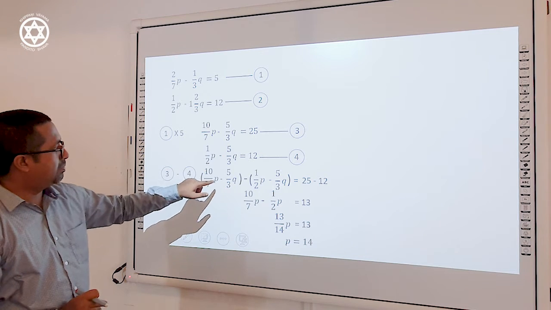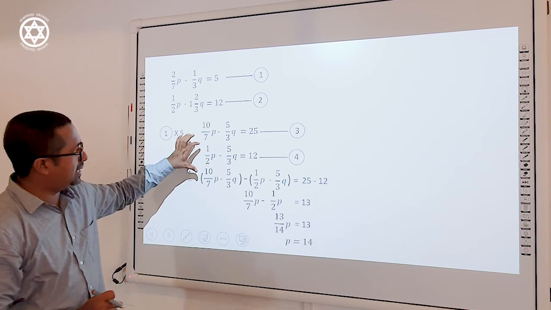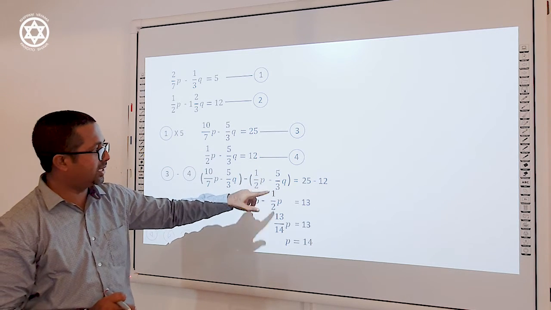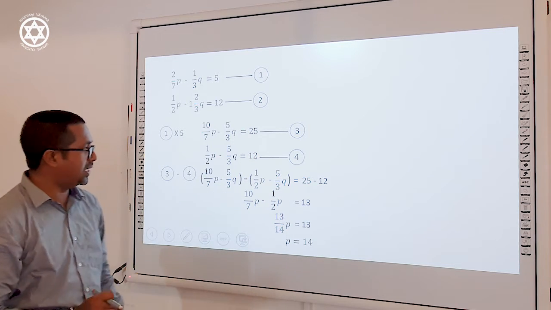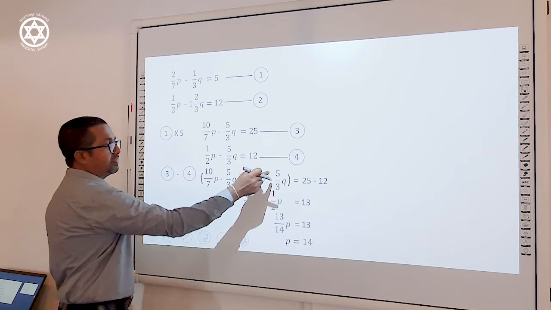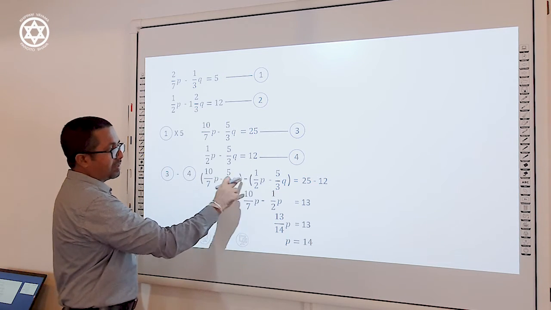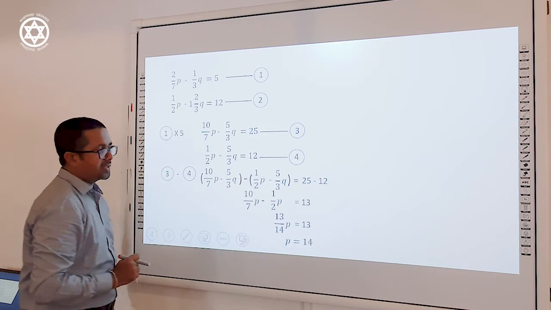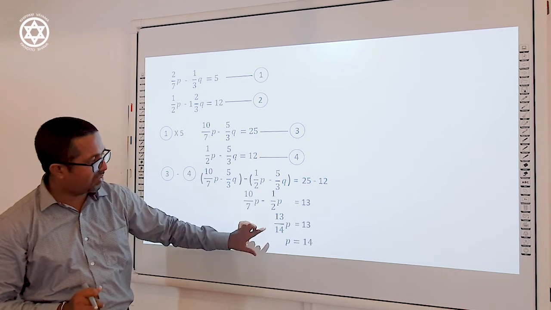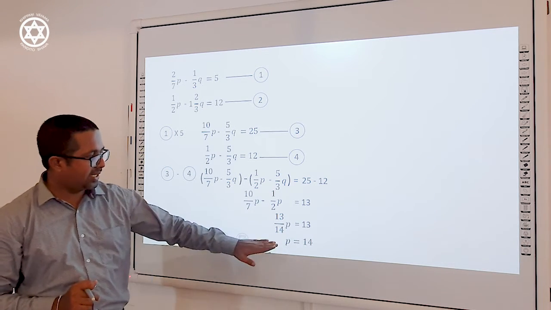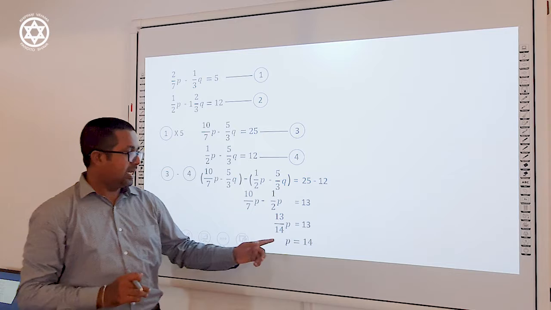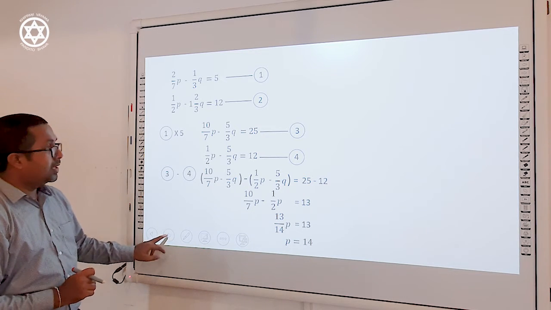10 over 7p minus 5 over 3q, then subtract the left hand side of the fourth equation, 1 over 2p minus 5 over 3q, is equal to 25 minus 12. Then the 5 over 3q is removed, and from this the minus 1 over 2p, is equal to 13. When you simplify this part, you obtain 13 over 14p is equal to 13, and then you can make p the subject, as grade 11 students. You know how to make it the subject, right? Then p is equal to 14.